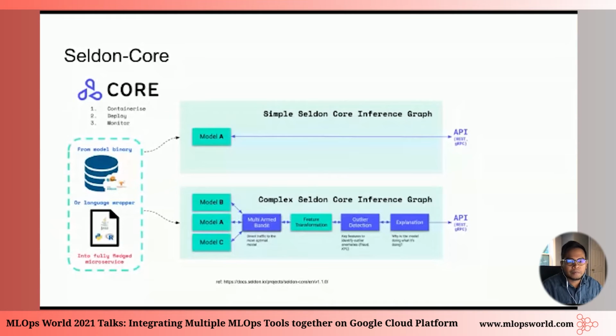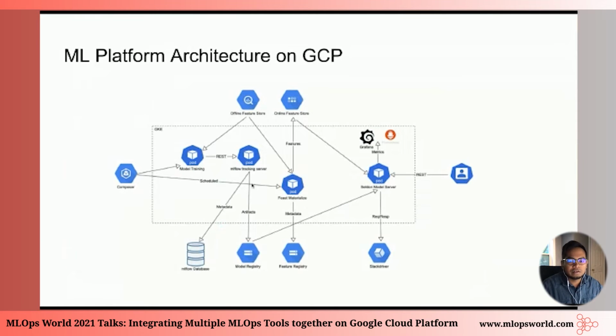So now we are going to be talking about the machine learning platform architecture we set up on GCP for this recommendation project. I will first start with our data. The data warehouse for us is BigQuery. It is also our offline feature store.